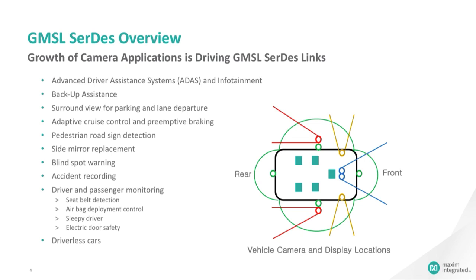Camera image sensors are increasing in resolution as well, with 4K image sensors at 60 frames per second becoming more popular. In summary, this results in a need to send an ever-increasing amount of data throughout modern vehicles, which is why Maxim SerDes products are utilized in automotive applications.